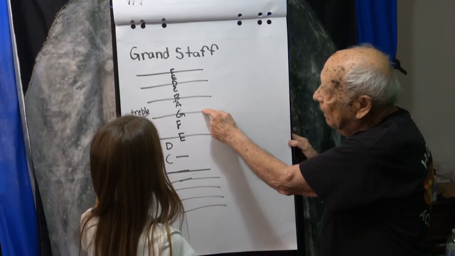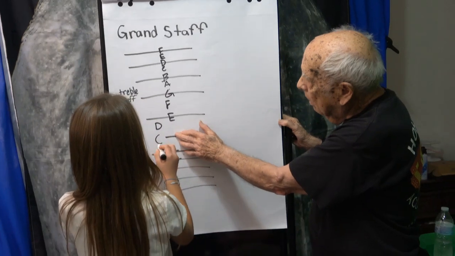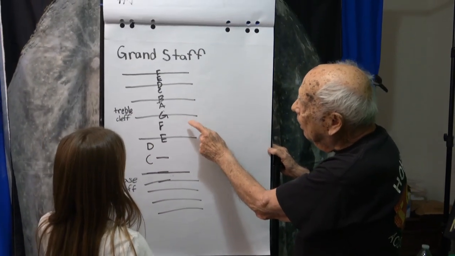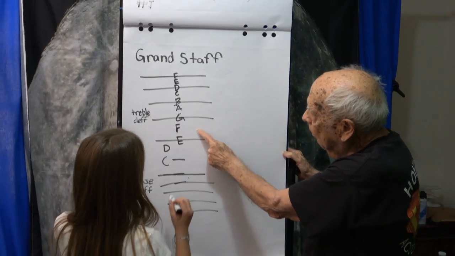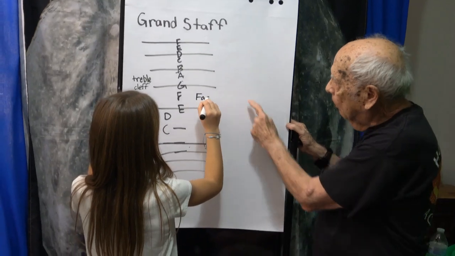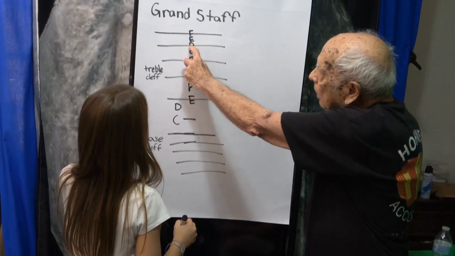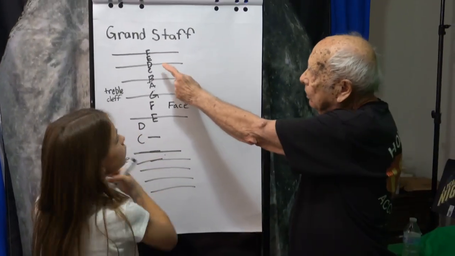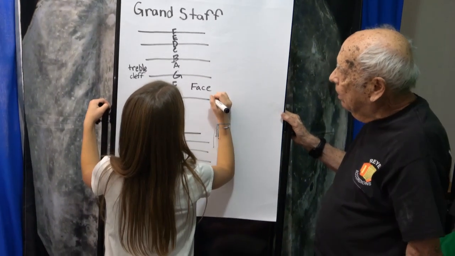Let's go. The spaces are where's C? Right here. Okay, the spaces are F, A, C, E. Put an F here. Face. Just write face. And this one is every good boy does fine. The lines are every good boy does fine. So just write that up there, however you want to do it.